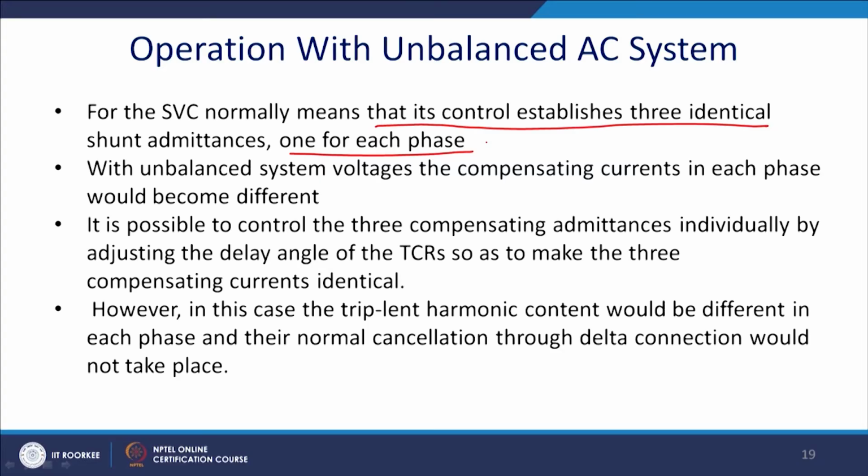We can of course change alpha and do it that way. However, in this case the triplen harmonics will be different in the three phases, and the normal cancellation through the delta connection would not take place. So, we have discussed how to compensate the triplen harmonics while discussing the SVC.